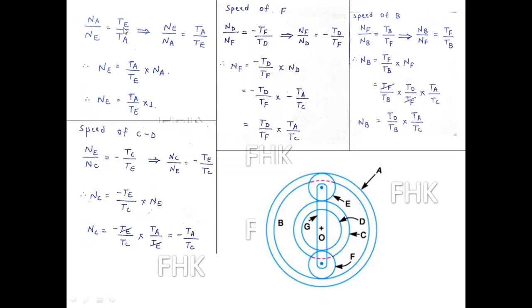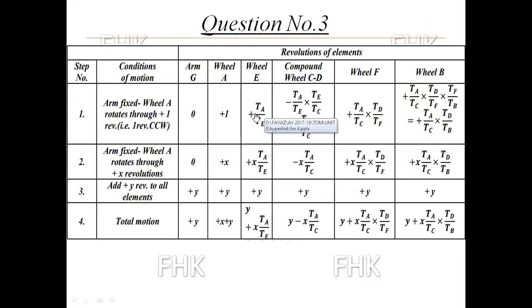Okay, now taking the reciprocal of this equation, NE upon NA is equal to TA upon TE. Why am I taking the reciprocal? Because I have to find out the speed of NE, so I am taking NE in numerator side. So NE is equal to TA upon TE into NA. What is speed of A? That I am taking in table plus 1. So I am putting the value of NA is plus 1. So NE will become here TA upon TE. Now check that TA upon TE, speed of E.